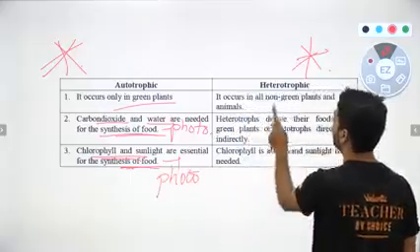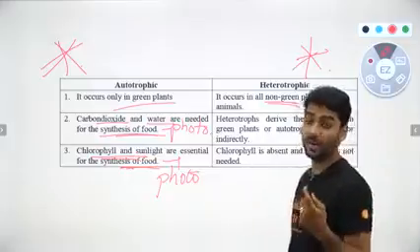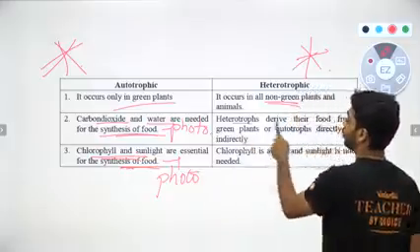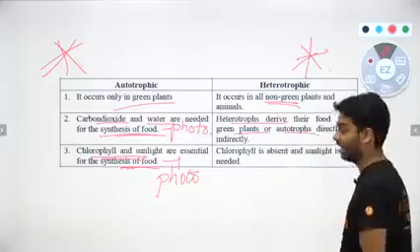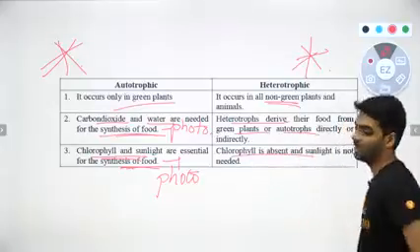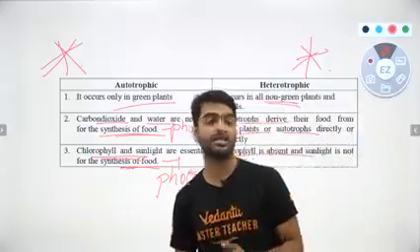Example of heterotrophic, all the non-green plants like the Venus flytrap, the mushrooms which are white saprophytic, lichens. Heterotrophs derive their food from green plants or other autotrophs directly or indirectly. Chlorophyll is absent and sunlight is not needed in these plants. Example of that non-green plant is a mushroom.